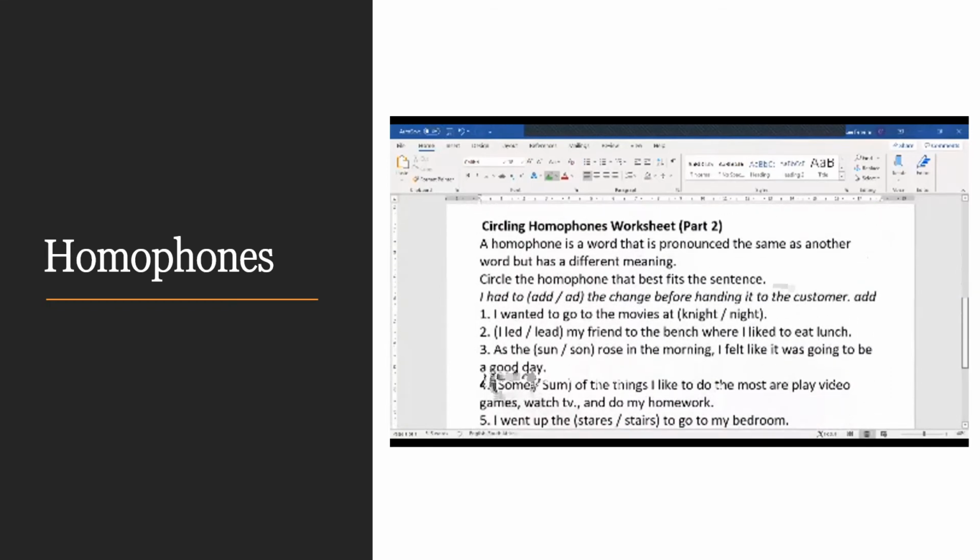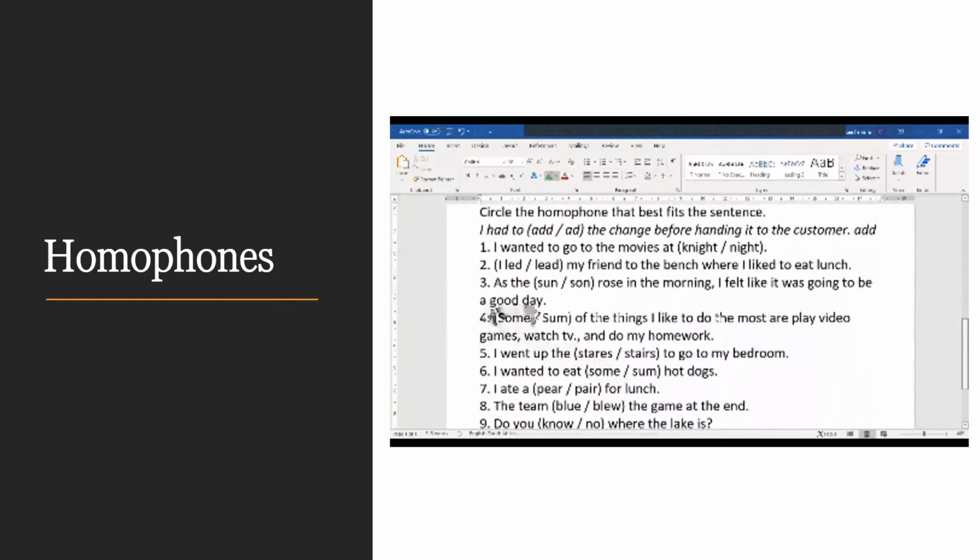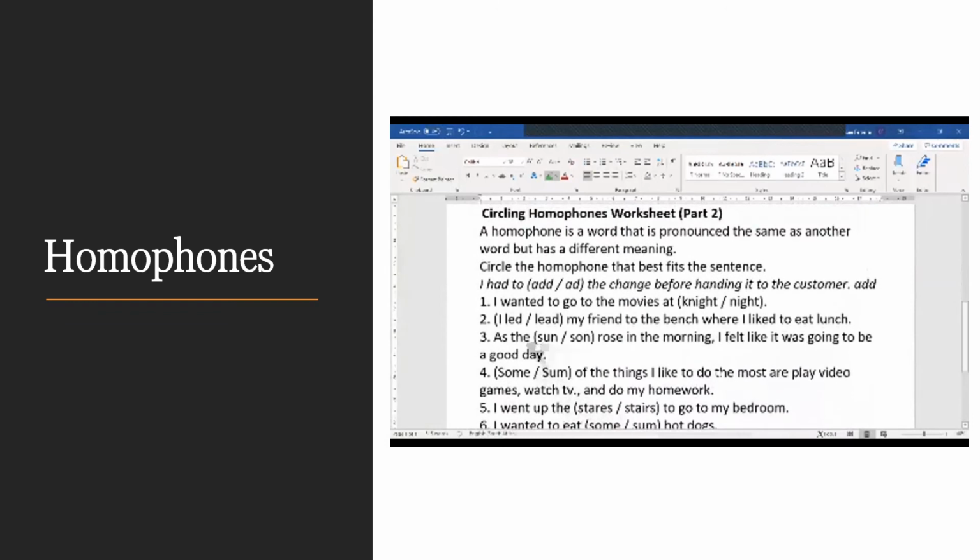Homophones worksheet part 2 you will do by yourself. You will read through the sentence. First, you can highlight your meaning of homophone, and then you can read through your sentence and highlight or underline the correct one. The first one, I wanted to go to the movies at night or knight. There I refer to the picture that I just put on.